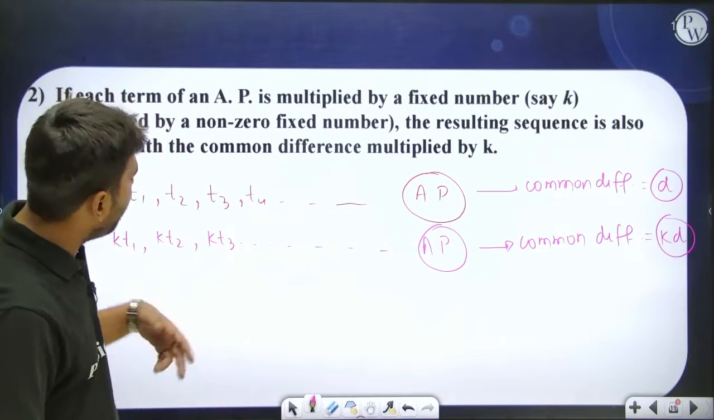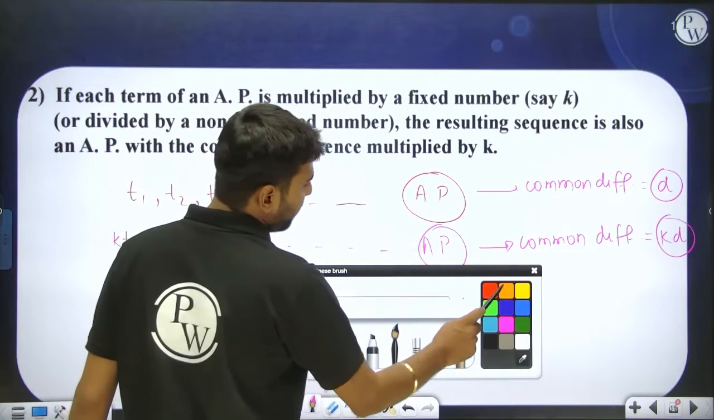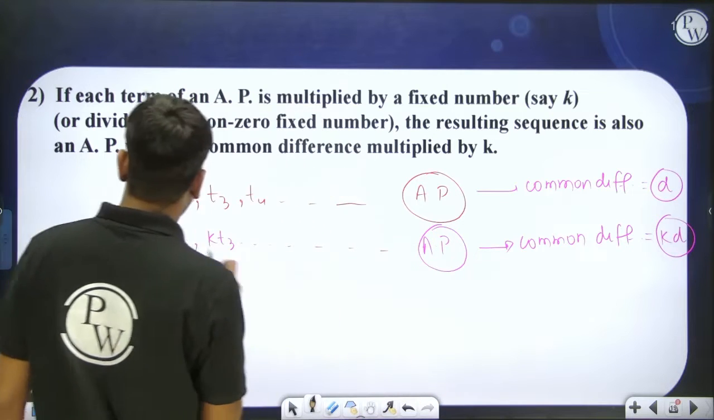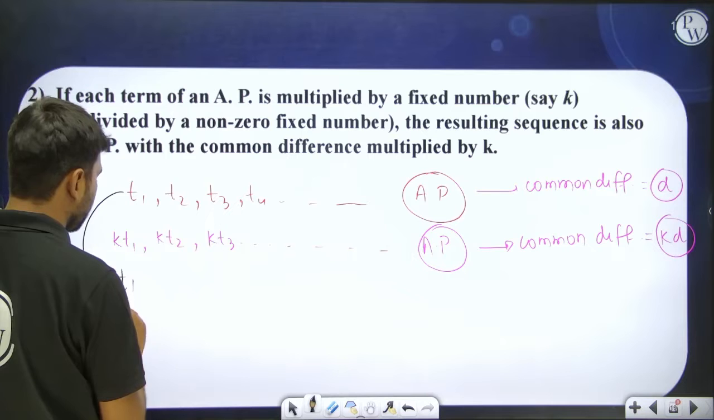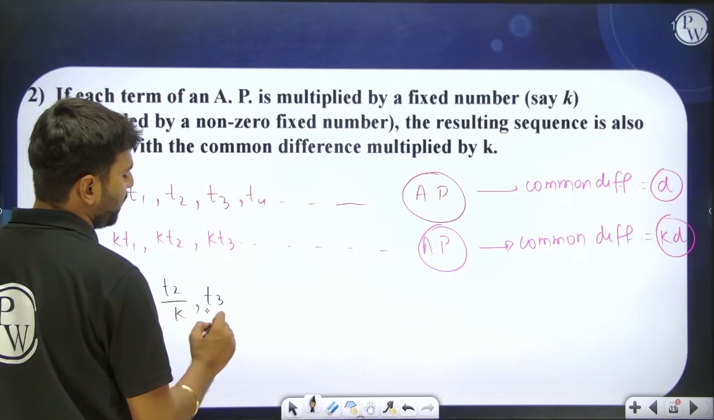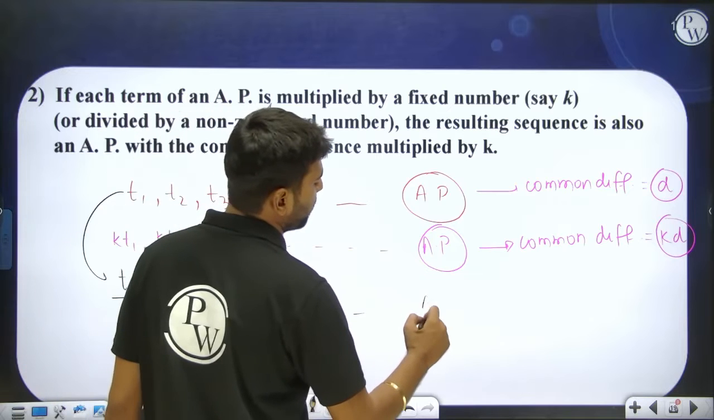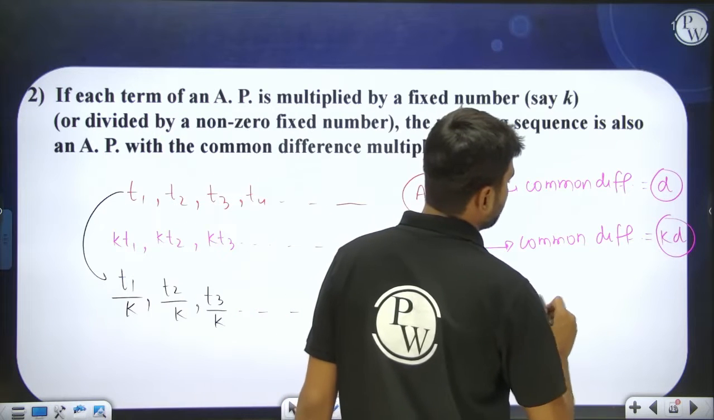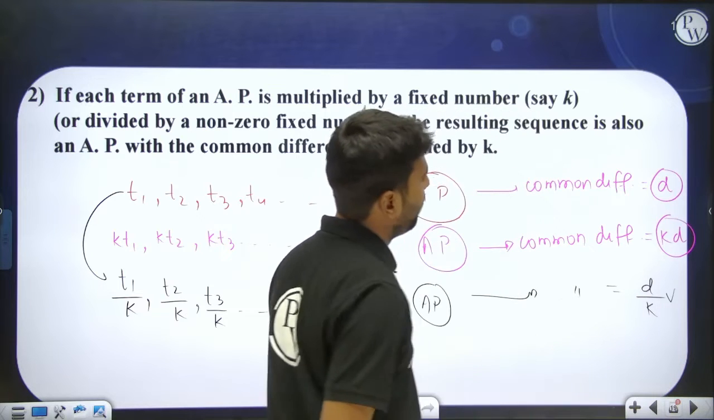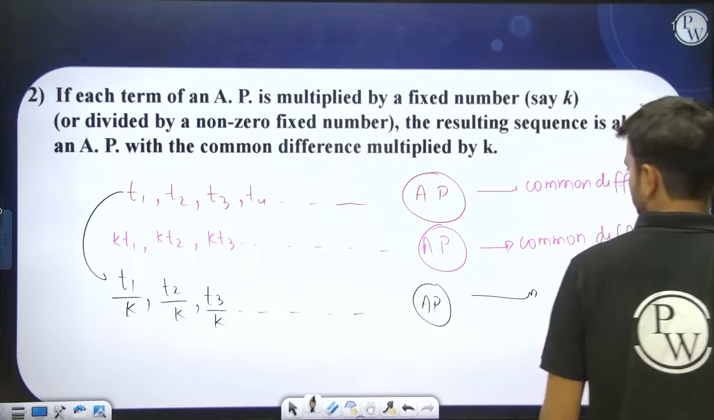Whereas if I am dividing all the terms by the same number K, then in that case also the resulting sequence is going to form an AP only, but this time with what common difference? This time with a common difference equal to D by K. This is also very important. Keep this thing in your mind.